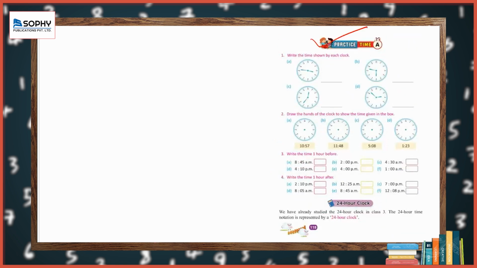Now, let's look at the practice time, students. In the first part, we have to write the time shown by the clock, students. So, this is very good, students. Now, in the next one, we have to draw the hands of the clock to show the time given in the box. It is 10:57, students. So, the hour hand is somewhere around 11 and the minute hand is at 57. That's how you have to complete it.